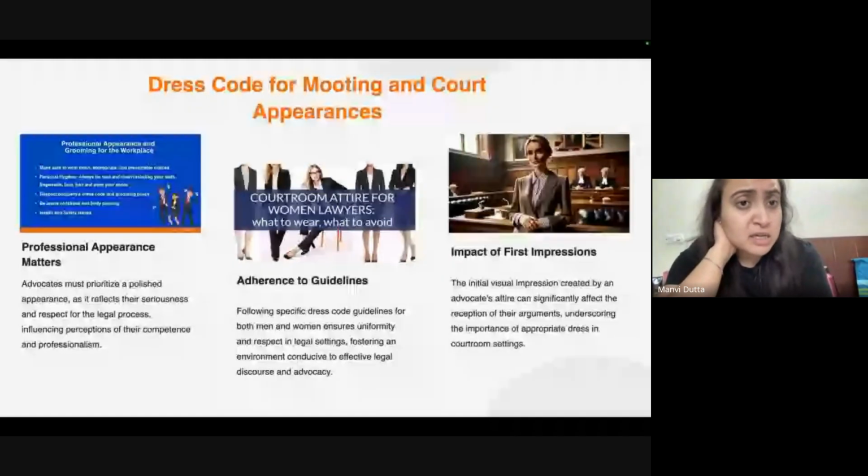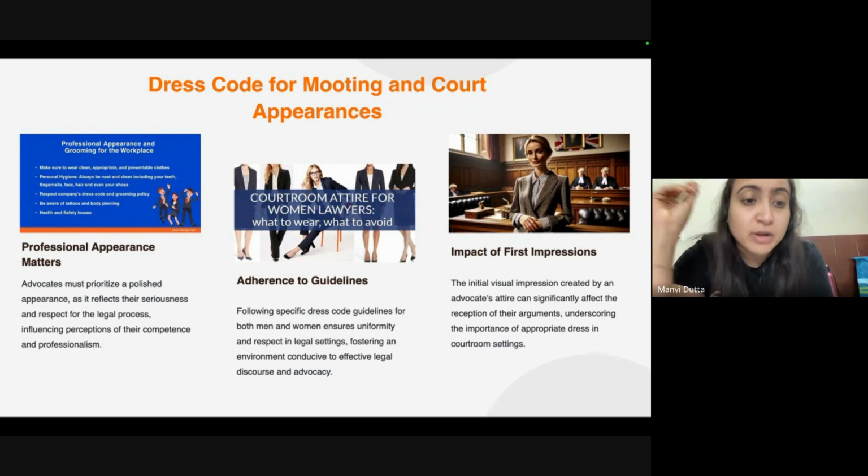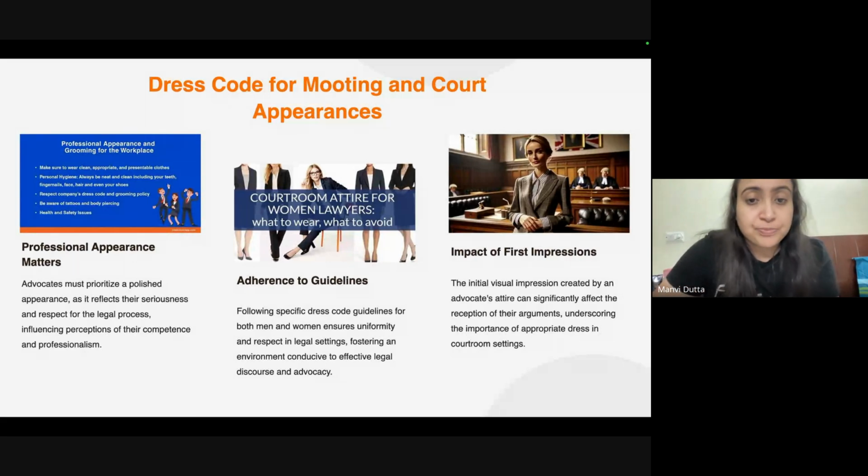Then, talking about the dress code for a moot court competition, it should be purely professional. That is, the Western suits, the formal business suits that you have to wear. Advocates must always prioritize a polished appearance, as it reflects their seriousness and respect for the legal process, and it influences the perception of their competence as well as professionalism.